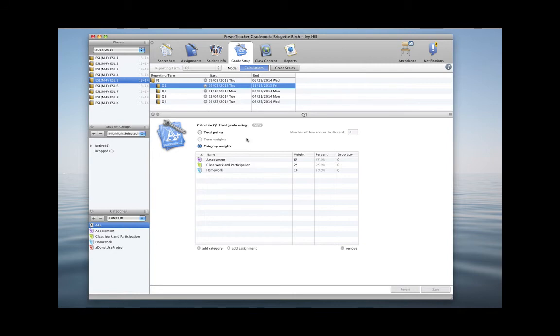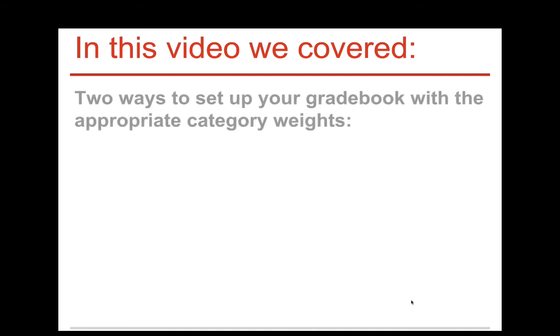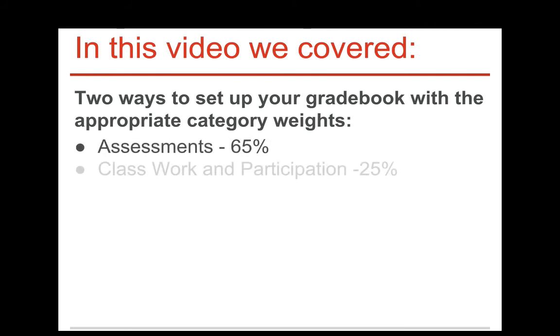That's the end of our video on how to set up our gradebook with the appropriate category weights for the current school year. In this video, we covered 2 ways to set up your gradebook with the appropriate categories, reflecting 65% for assessments, 25% for classwork and participation, and 10% for homework.